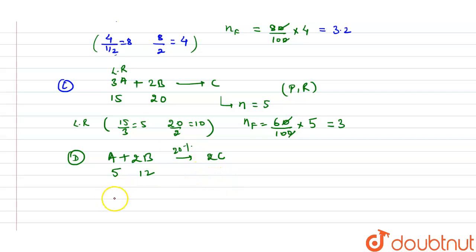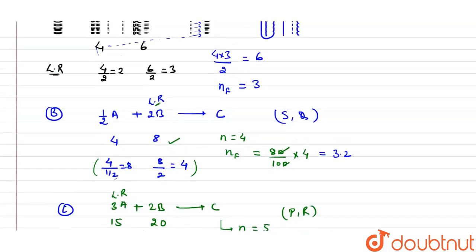Now here for the limiting reagent again 5 by 1 and 12 by 2, so that is 6 and this is 5. So again A becomes the limiting reagent. According to that this product C will be formed. As we can see the coefficient of C is double, so double of this value will be formed, that means 10 moles, and 20% yield, so final moles will be 20% of this value. So this 0 will get cancelled out, so 2 moles, and A is limiting reagent.